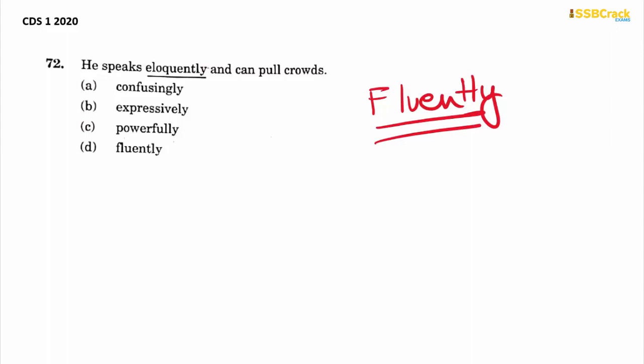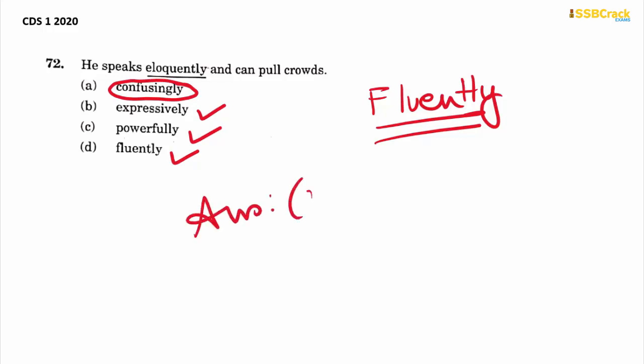So again, confusingly, expressively, powerfully and fluently, out of these four options, which do you think will be the opposite of eloquently? Of course, confusingly. When you are confused, when you don't know how to speak or to say something, while expressively, powerfully and fluently are all characteristics of speaking eloquently. Therefore, here your answer will be option A.